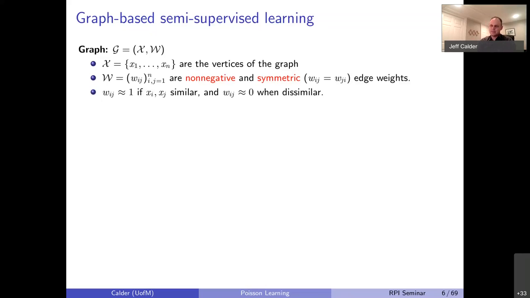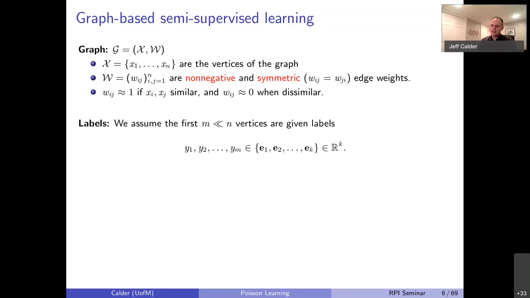And you actually set them to be zero for lots of the pairs i and j, so you get a sparse weight matrix. And then in semi-supervised learning, we have some labels, like I was saying. So the first m data points, let's say, are given labels. m is very small compared to the size of your whole data set. And labels are typically vectors.